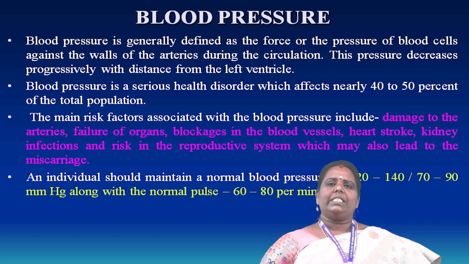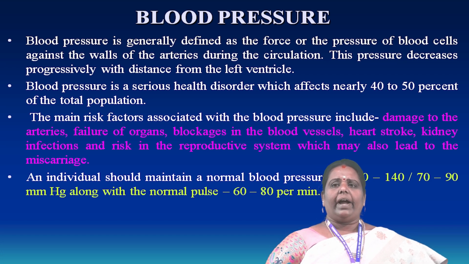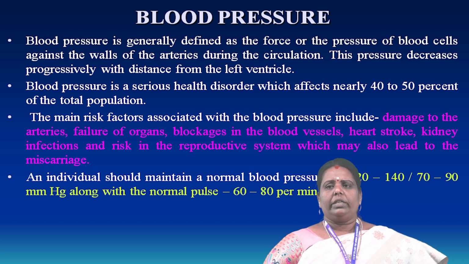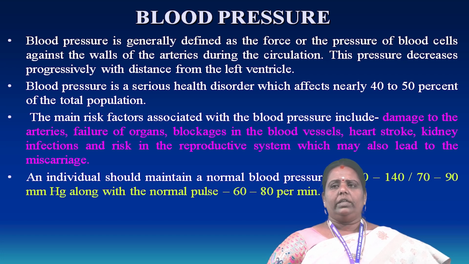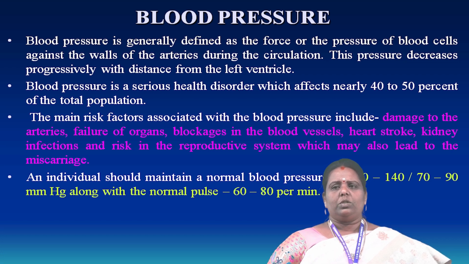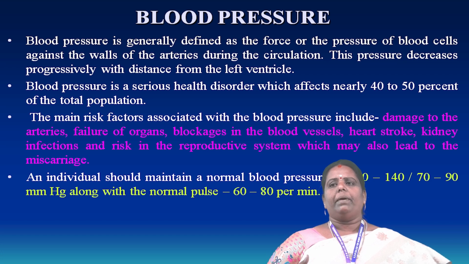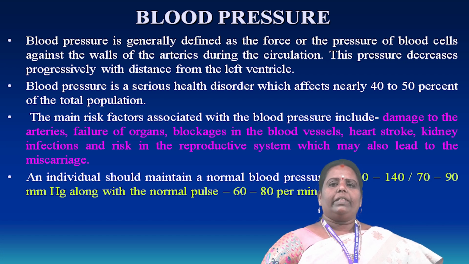High blood pressure is a serious health disorder which affects nearly 40 to 50% of the total population. The main risks associated with it are damage to the arteries, failure of organs, and blockages in the blood vessels. It can lead to heart attack, stroke, kidney infection, and problems in the reproductive system, and may also lead to muscular pains.